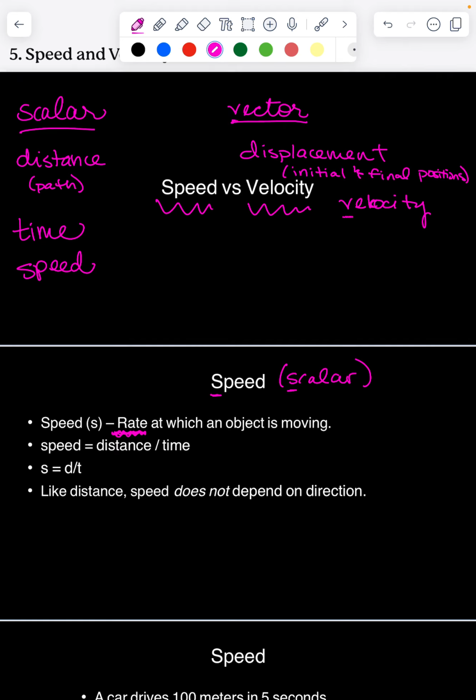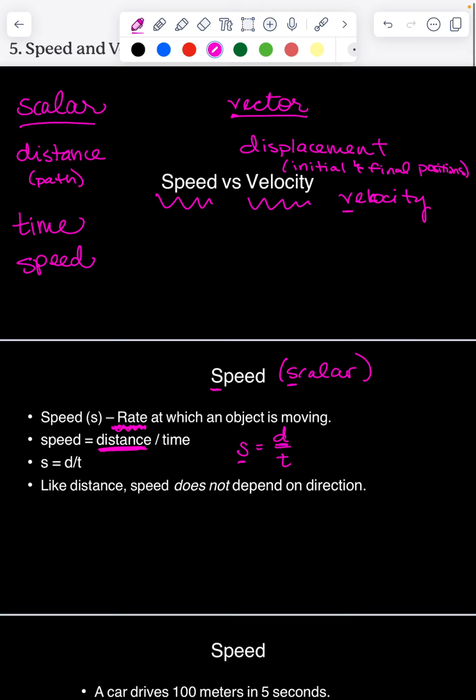Easy, easy, easy. So with speed, speed is just the rate at which an object is moving. It does not care about the direction that it's moving. It doesn't care if it's going in circles. It's just the rate at which it is moving. So whenever we have speed, because speed is scalar, we are going to use distance, which is also scalar. So we have seen this before. We know that speed is equal to distance over time. So speed and distance go hand in hand.